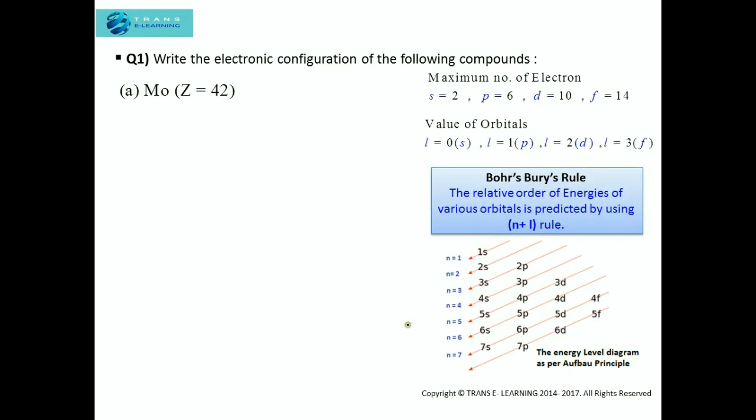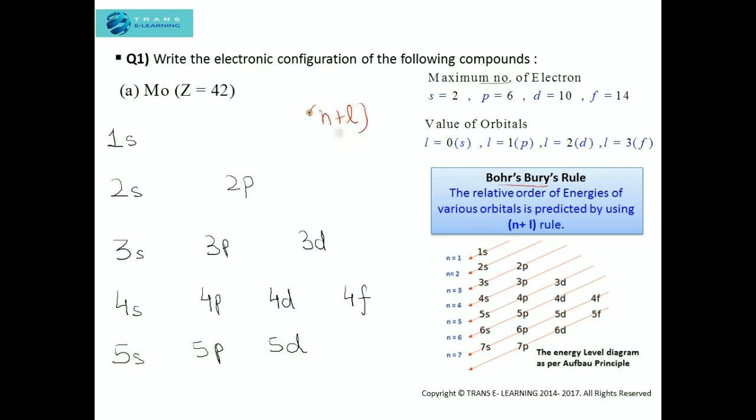You can see here that on the right hand side I have shown the energy level diagram as per the Aufbau principle, and the basis of the Aufbau principle is the Bohr's rule, which we will be following to write the electronic configuration. And here I have mentioned the maximum number of electrons each orbital can accommodate and the values of orbitals. So first of all, I will write the principal quantum number. Now I will write the orbitals. We will be using the n plus L rule, which is the Bohr's rule, to fill up the electrons as per the increasing energy of orbitals.